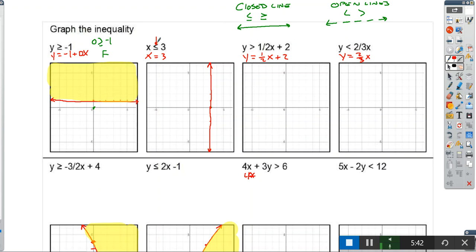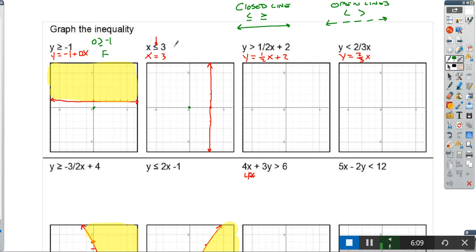And the inequality says that x could, in theory, equal 3, which means that we don't need to turn this into a dashed line. We still have a closed line. So this line is included in the solution set. So now we need to determine which side of the line needs to be shaded, because the shaded region shows where we would have a true statement.